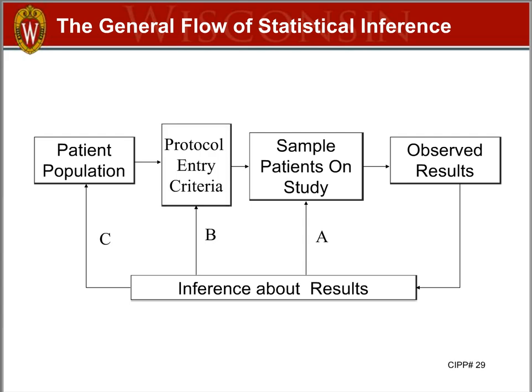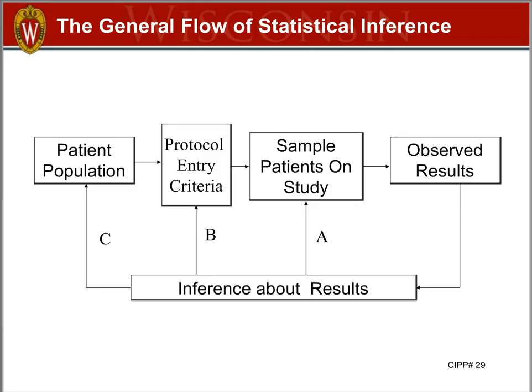But now we want to do more than that. We want not only to make inferences about people like the ones who showed up in our study, but we'd like to make inferences about the population that we define in our protocol. But that's a leap. It means that we believe that whatever we observed on the sample that we studied is also applicable to the population we had in mind.